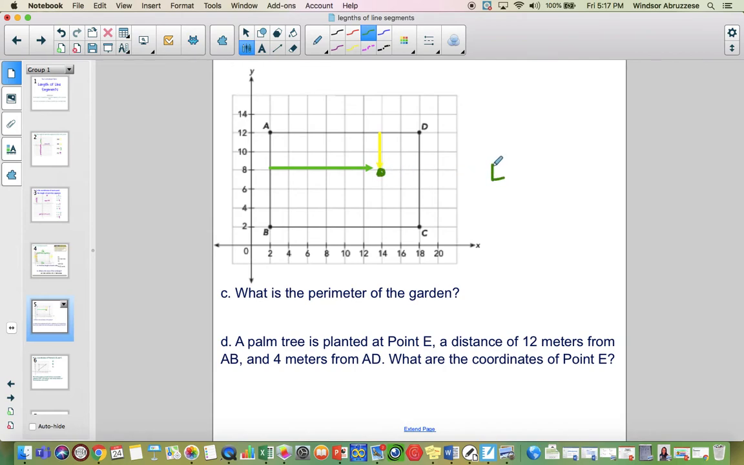Okay? And then they want the coordinates of that point. Remember it goes by 2, so it's over to 14, up to 8. I had to be 12 meters away, so you count 12 away, and you knew you were going to be somewhere on this line. And then you have to be 4 meters down from AD. So you kind of have to draw 2 lines and figure out where they meet. And then write the coordinate, 14, 8. And then we could even label this E, or you could draw a palm tree.